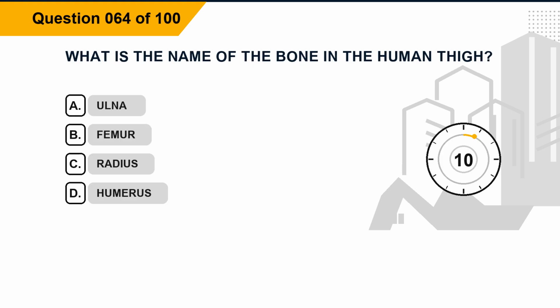Question 64. What is the name of the bone in the human thigh? Option A, ulna. Option B, femur.